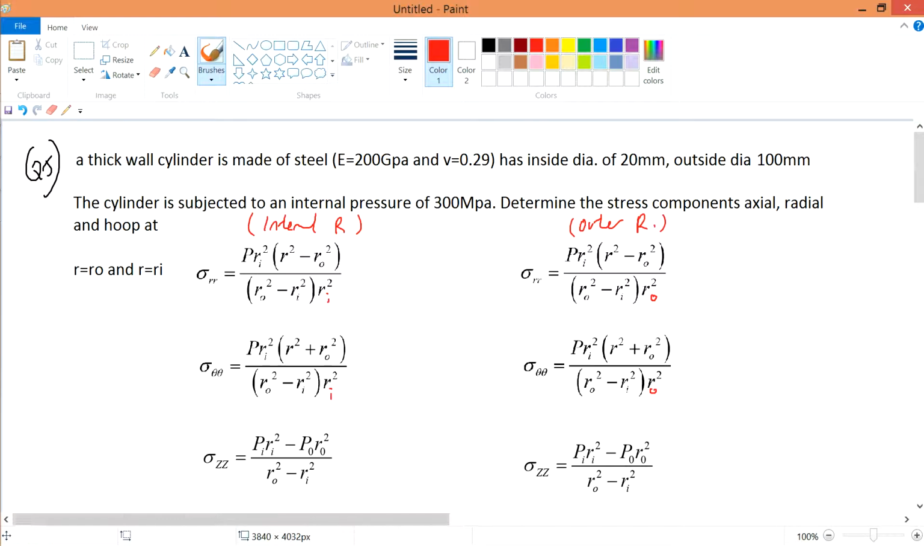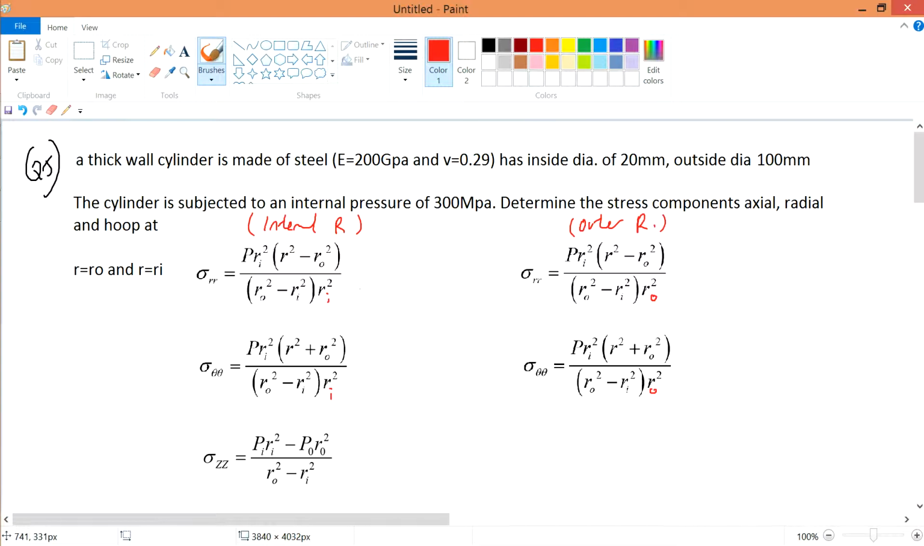While for sigma zz, if you take a look, there is no r in here. So sigma zz for internal or external is always the same, so I can just calculate one time. Their equations are the same for internal or external radius, because sigma zz is the longitudinal stress, this portion over here. It is not affected by the radius, and this explains why they are the same for both analyses, outer or internal radius.